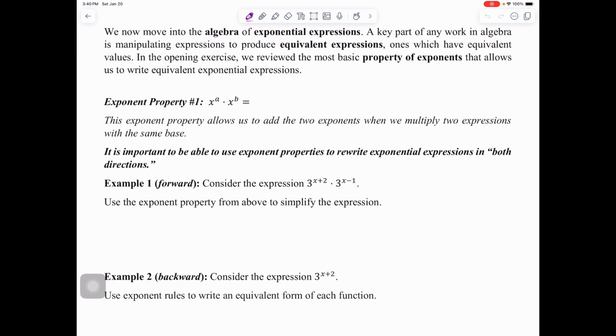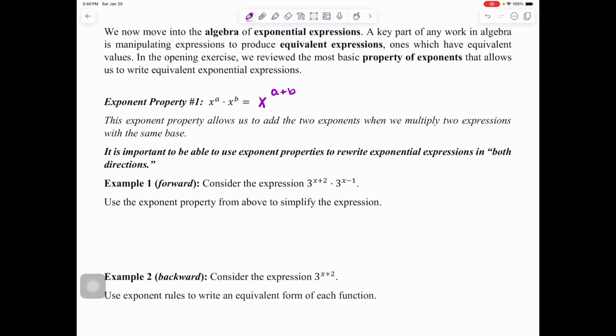A key part of any work in algebra is manipulating expressions to produce equivalent expressions, ones which have equivalent values. In the opening exercise, you reviewed the most basic property of exponents that allows us to write equivalent exponential expressions. So I want to go exponent property, each one separately. And we're going to start with the first one, which is when you're multiplying. You can see these bases are the same, so I'm going to keep my base, and that means my exponents are going to get added, a plus b. You just did several in the opening exercise.